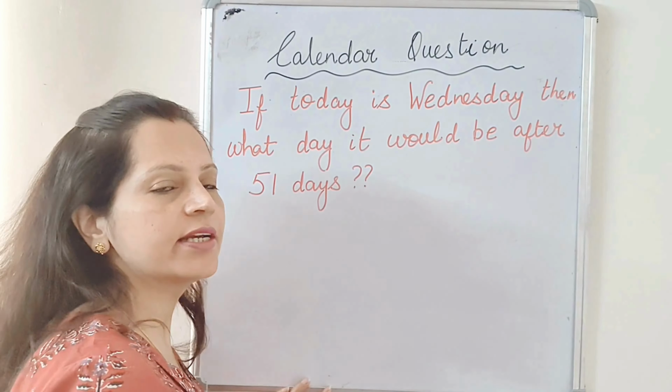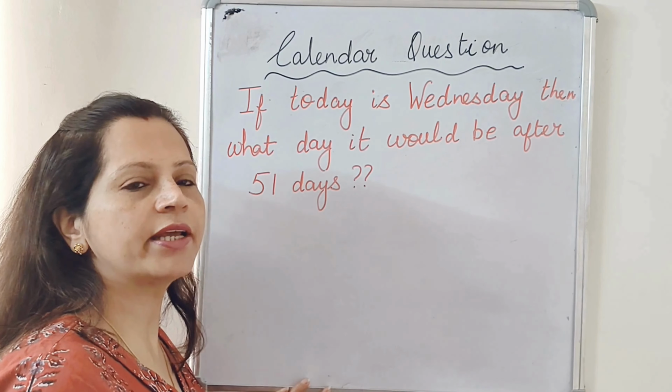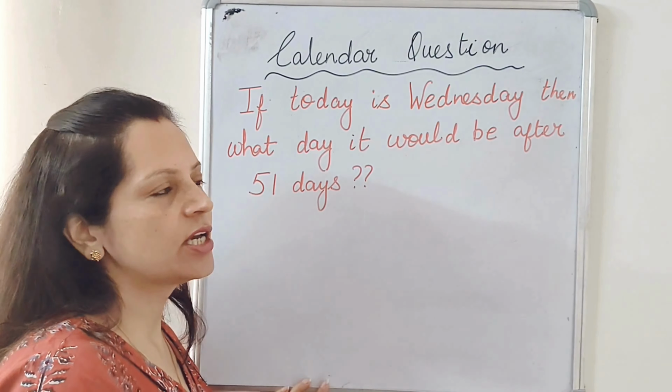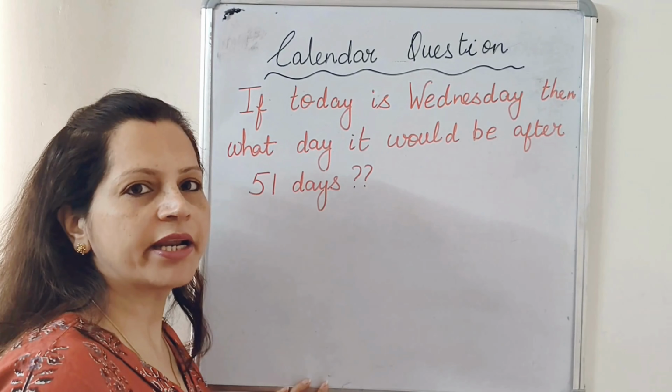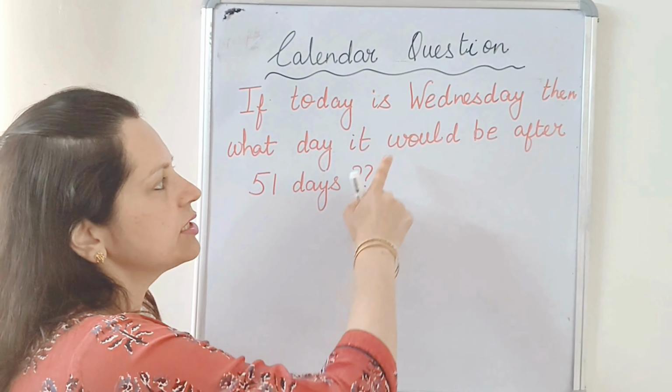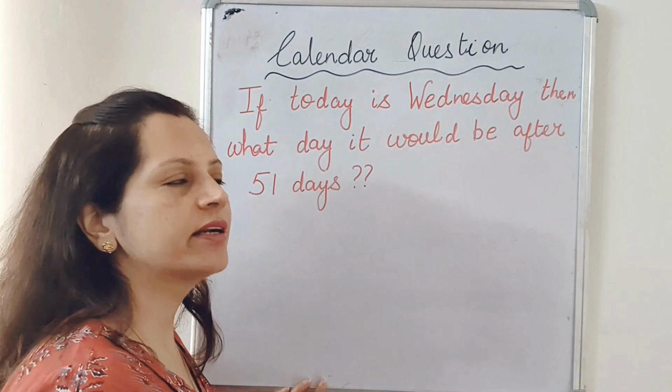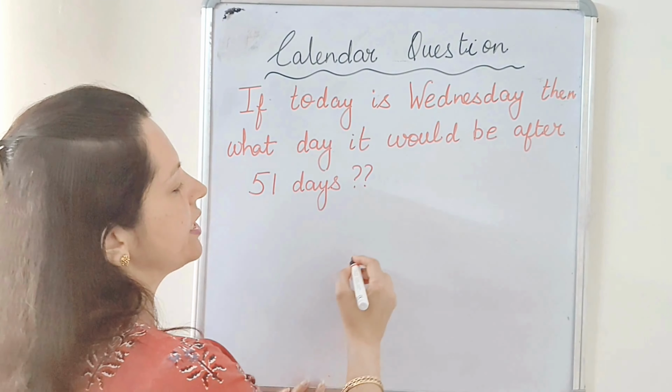Now, after Wednesday, if we keep on counting the days, we cannot count till 51 days. So, there is a simple trick to find the answer to these kinds of questions. Let's see that trick. 51 days.